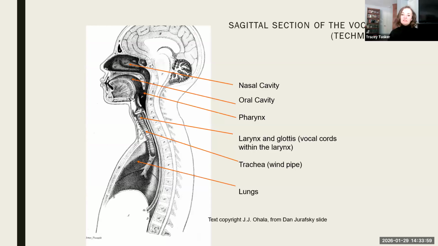This is a sagittal view, meaning a side view, of the vocal tract. We have our nasal cavity, we have our oral cavity, our mouth, and we have our pharynx, which is really our throat. Our larynx is our vocal cords. I'm wearing a turtleneck, so it's a little difficult for me to feel my vocal cords moving. We'll talk about the glottis, which is the space between the vocal cords, in a minute. Our trachea is our windpipe. We think of this as helping us breathe, right? And then our lungs are below that.